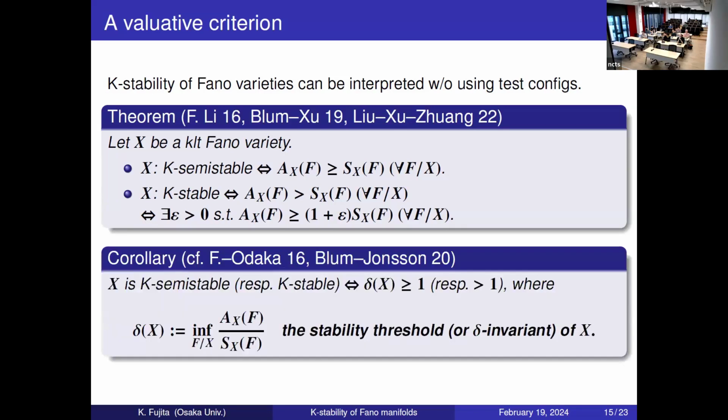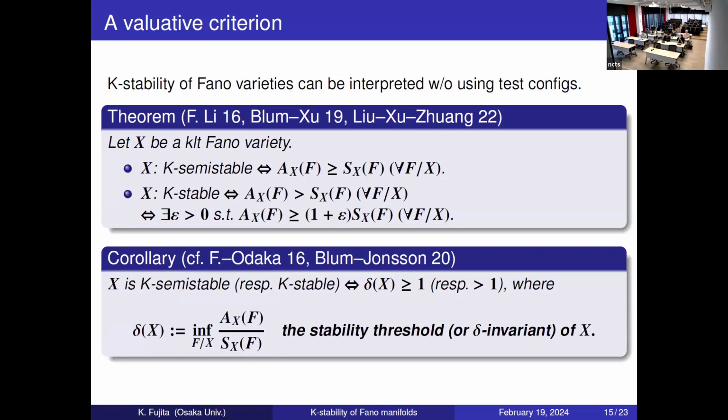We need to check this for all F over X. But is it possible that we just check some specific divisors? Yes. Actually, this is a very important question. For the definition of KLT, we only need one log resolution, and that's all. But for the original valuative criterion, we need to consider every prime divisor over X.